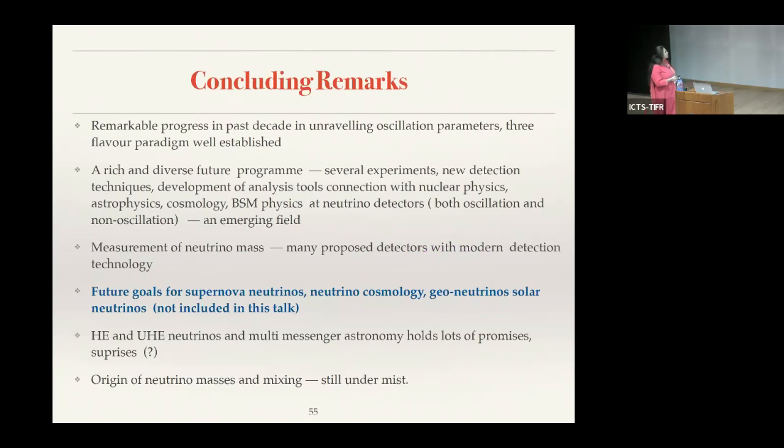There is remarkable progress in the past decade in unraveling oscillation parameters, and the 3 flavor paradigm is well established. However, I would like to really emphasize that neutrino physics does not mean only neutrino oscillation. There is much more to neutrino physics. There is a rich and diverse future program. Several experiments are proposed, new detection techniques, development of analysis tools. There is connection with nuclear physics, astrophysics, cosmology, BSM physics at neutrino detectors, both oscillation and non-oscillation. This is an emerging field. And I have not touched certain things because of lack of time, but thank you.